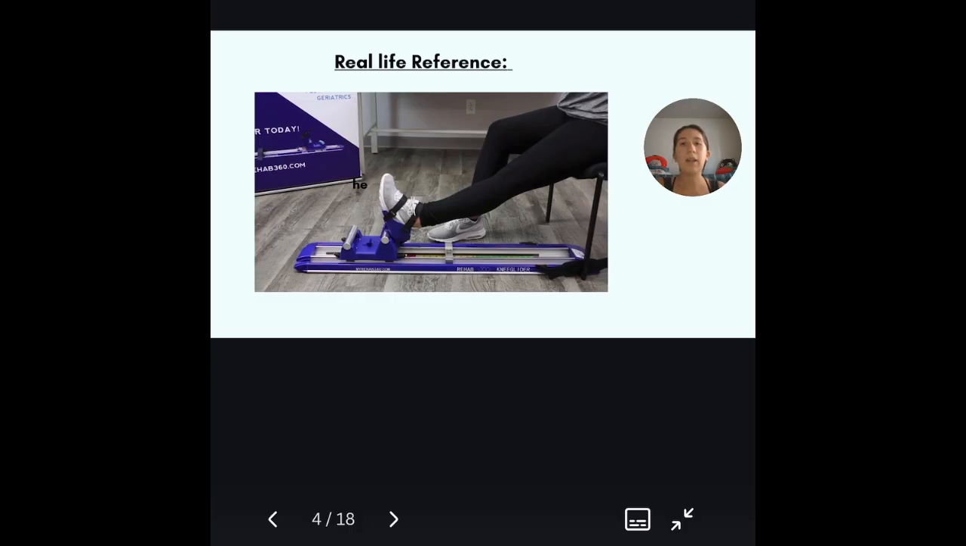So the closest thing that I could find that could be used as a real life reference to the procedures that we did, and of course the apparatus that we used, is this knee glider. So physical therapists can actually use this rehabilitation tool for patients who may have suffered an injury or had surgery. This can help them regain some range of motion. And essentially, it's basically a smooth track with this movable carriage near their foot.